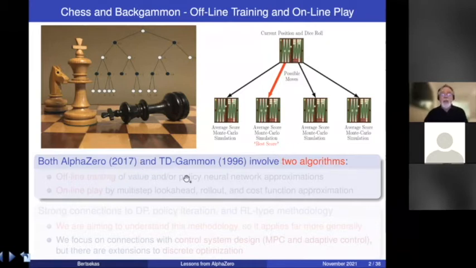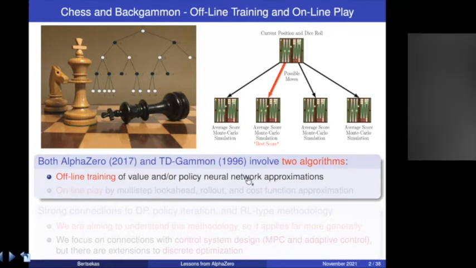So I was talking about AlphaZero and TD-Gammon, and these two programs are very remarkable, even though they were quite a few years apart when they were implemented. They are quite similar. And both of them involve two algorithms. Some people don't quite realize that there are two algorithms involved in these programs. One algorithm is the offline training algorithm, by which the program learns how to evaluate positions and also how to select moves in given positions. And this is done with a lot of data, neural network approximations, and so on.